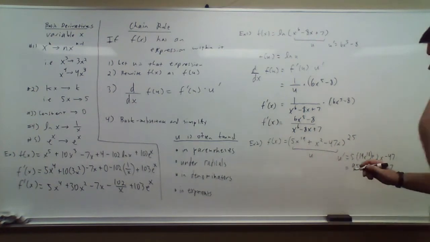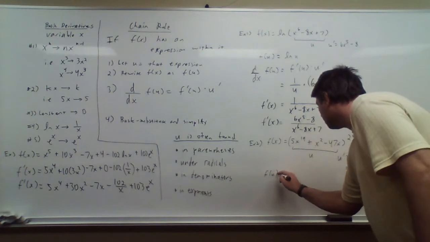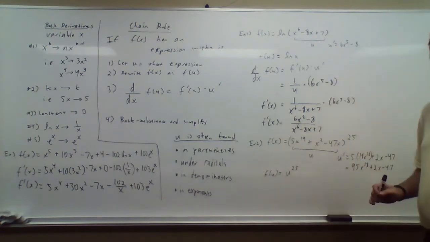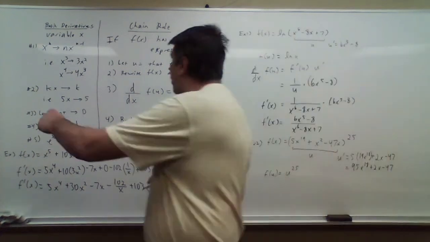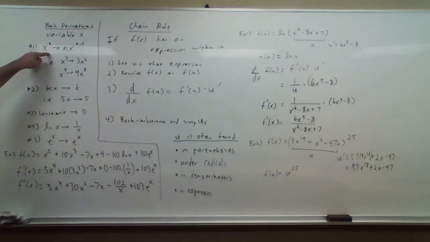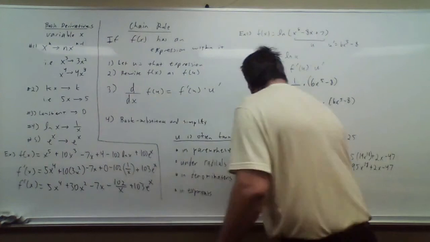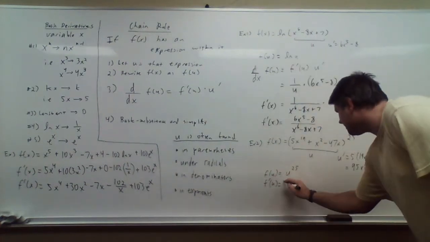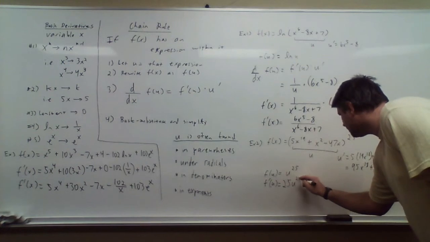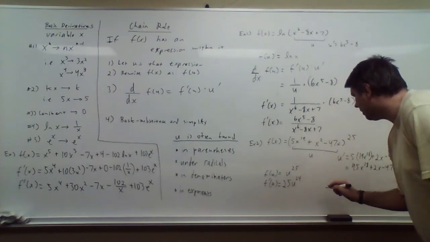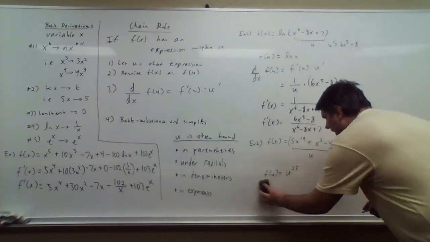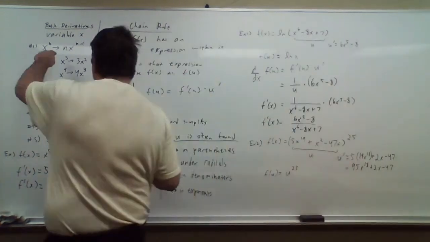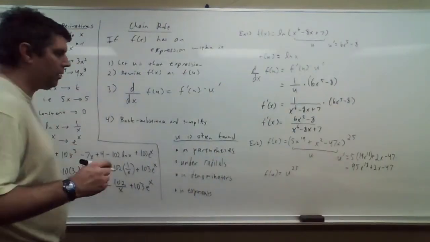Okay. So f of u equals u to the 25th power. Well, folks, the power rule is this. So f prime of u would be 25 u to the 24th. Oops, I'm going to go back again. So the power rule is here. You move the exponent to the front, you go down a power.